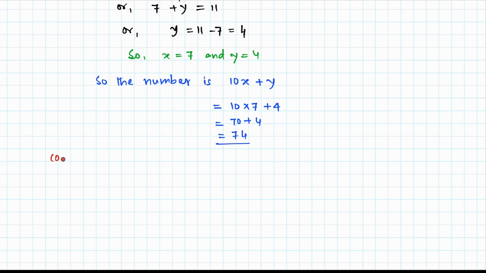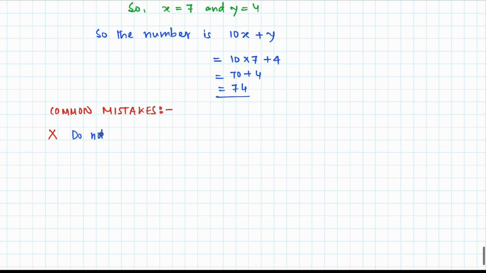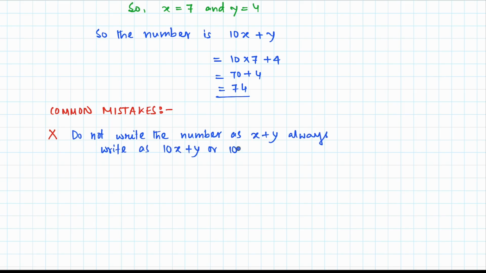So easy. So if you systematically read the problem and construct the equation, then it will be very easy to solve it. Now, common mistakes we make, this is very important. Do not write the number as x plus y. This is adding the digits, not the number itself. So we have to write it as 10x plus y or 10y plus x. Now the correct form is 10x plus y or 10y plus x for the reverse number.